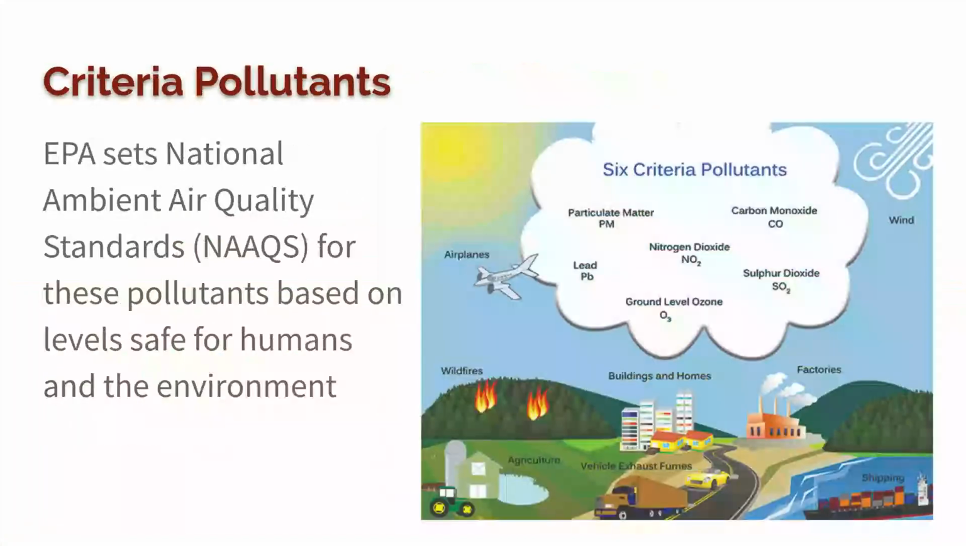The criteria pollutants are so called because the EPA has set standards for the levels of these pollutants based on the health of humans and the health of the environment. It's not to say it's the only ones that should be regulated and the only ones that cause damage, but it's just 6 really, really big ones that they've put standards in place to minimize that damage.